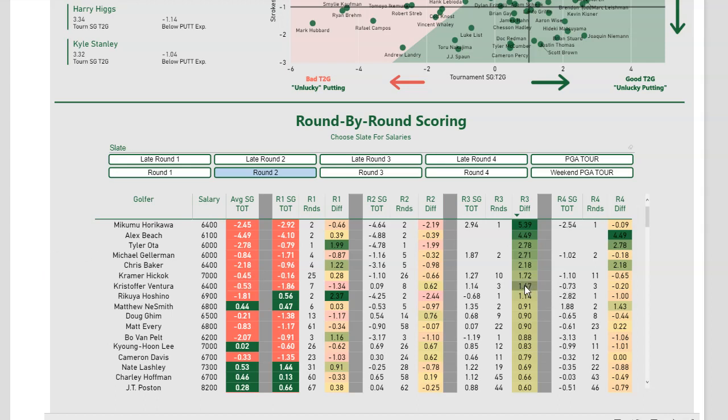I'm getting a paycheck. And in his 10 third rounds, he is gaining 1.7 strokes more than his normal average, which is a massive number. Of course, it's a little bit of a small sample size, but you get what I'm going with here. There are guys who generally just play better later or earlier in the tournament, and I wanted to be able to show that to you.